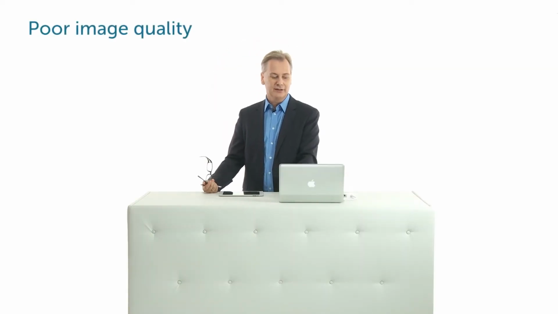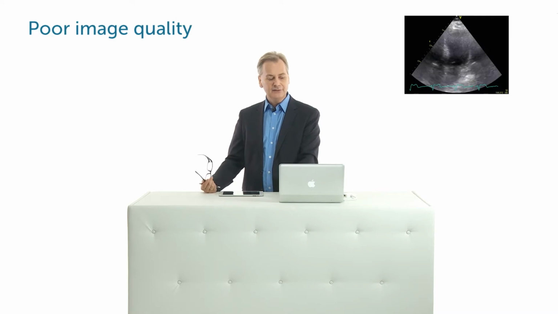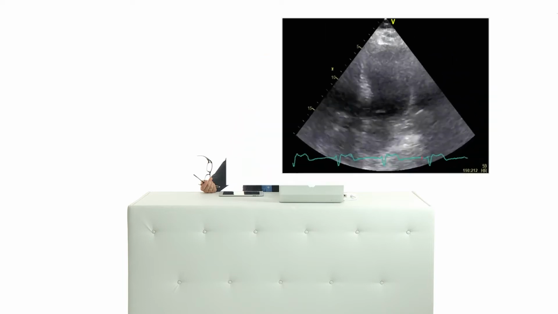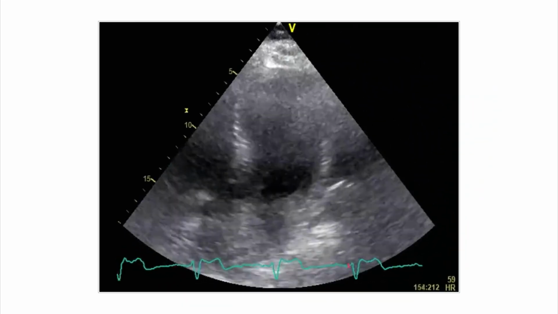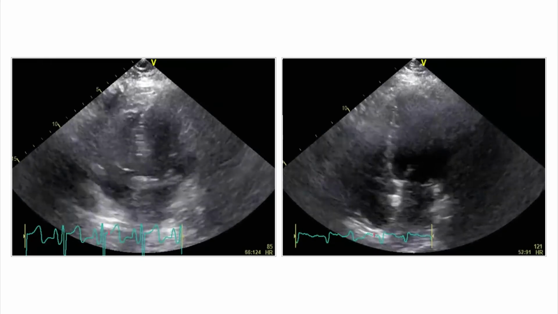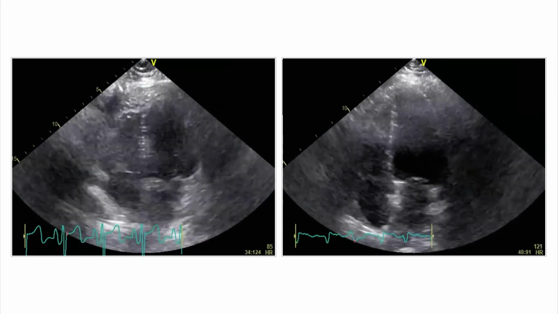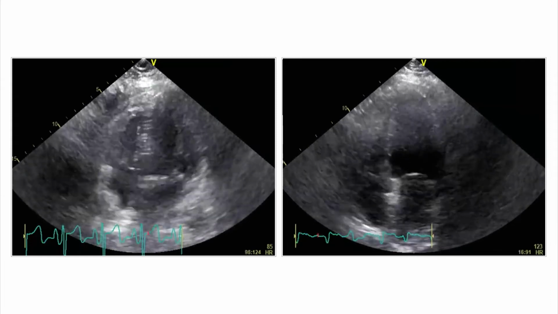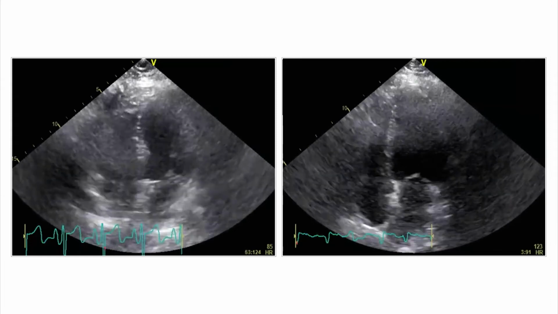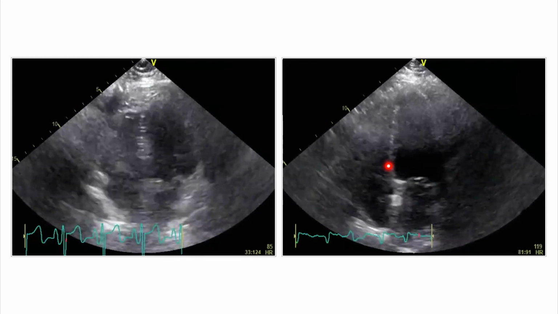You've already seen the next pitfall, and that is poor image quality. And you'll encounter that relatively frequently. How do you judge ejection fraction in such a patient? Well, if you use a number of different views, you can still manage. And for example, in these two patients who both have poor image quality, you will be able to detect that this patient probably has a lot better ejection fraction here than this patient here on the right.